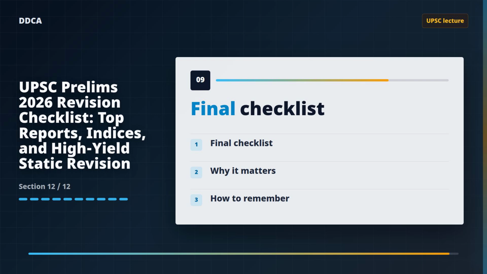If you remember only one thing from the script, remember this: Prelims rewards organized revision. A small, clear, repeated checklist is much stronger than a huge, unread pile of notes. Keep your sources official, keep your notes short, and keep revising. That is the safest way to convert current affairs into marks.